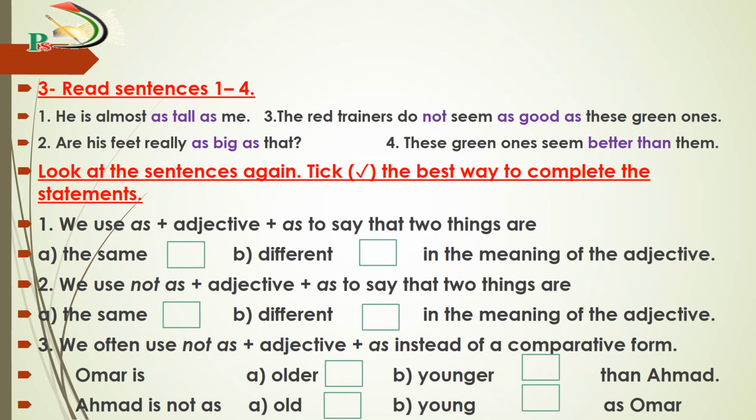Number 1. We use as plus adjective plus as to say that 2 things are the same in the meaning of the adjective. Number 2. We use not as plus adjective plus as to say that 2 things are different in the meaning of the adjective. Number 3. We often use not as plus adjective plus as instead of a comparative form. Omar is older than Ahmed. Ahmed is not as old as Omar.